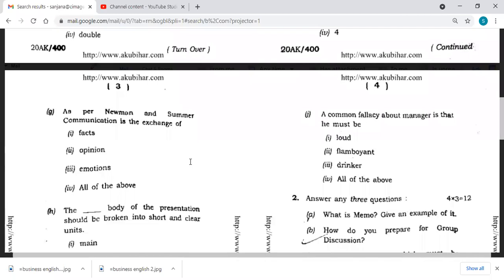Come on, quickly tell me. As per Newman and Summer, communication is the exchange of... hurry up. Above. Yeah.